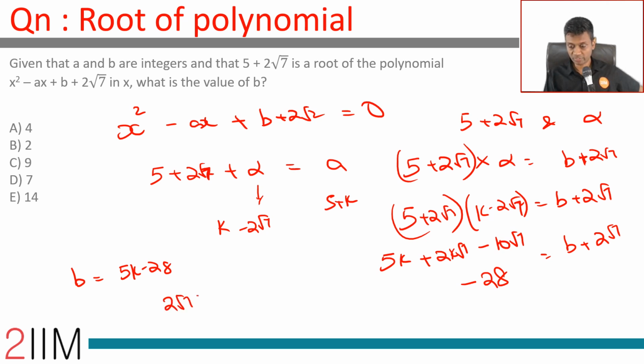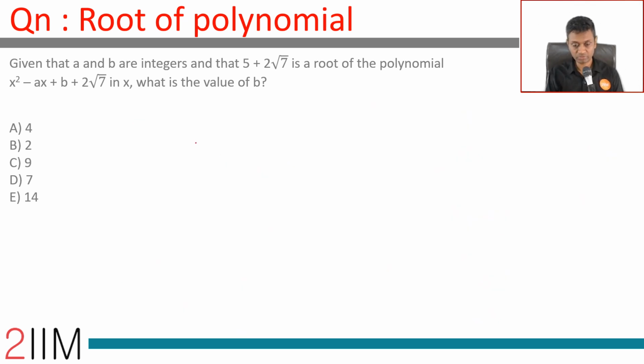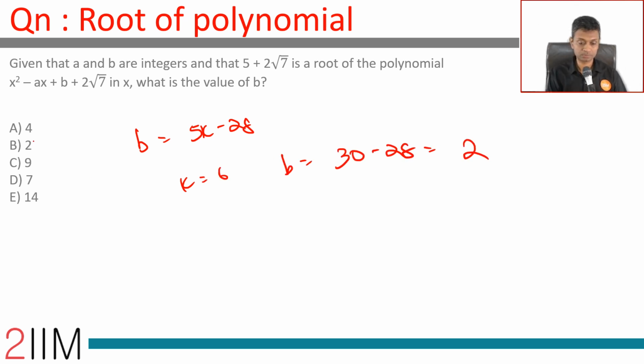And the root 7 part is 2k root 7 minus 10 root 7. Or 10 root 7 is 2k root 7. The root 7 gets cancelled. 10 equals 2k, or k is 5. B is 5k minus 28. K is 6. B is 30 minus 28, which is 2.